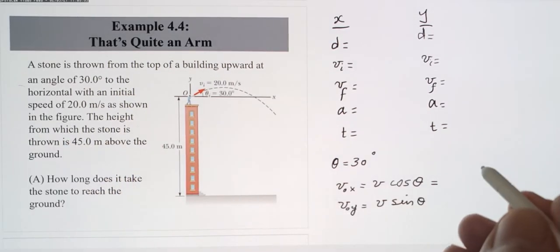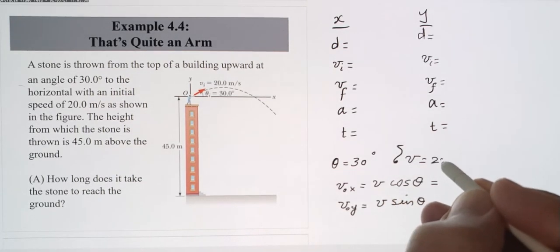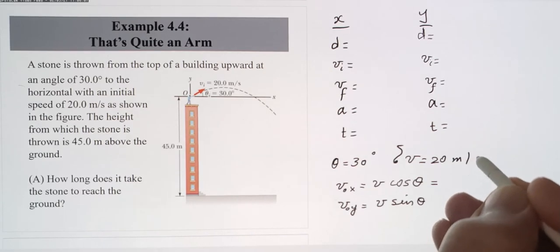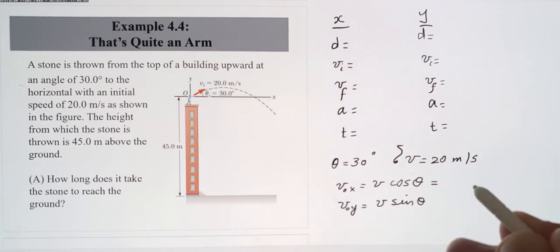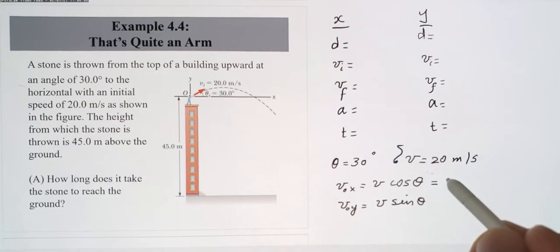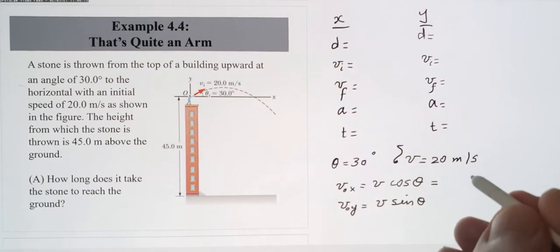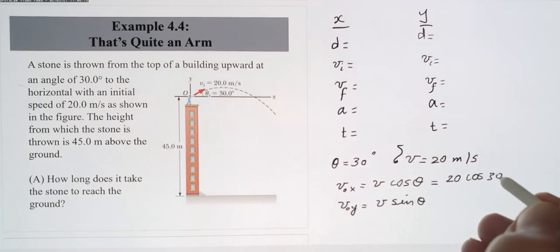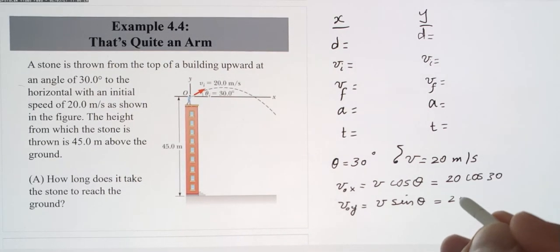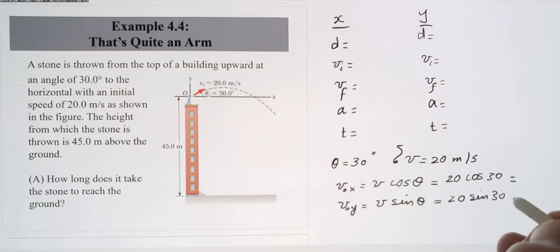V is 20 meters per second. So when I write v without a vector, that means that's the magnitude of v, and I have the angle, so that's a vector. So 20 cosine 30 and 20 sine 30. So please give me the answer. Use your calculator.